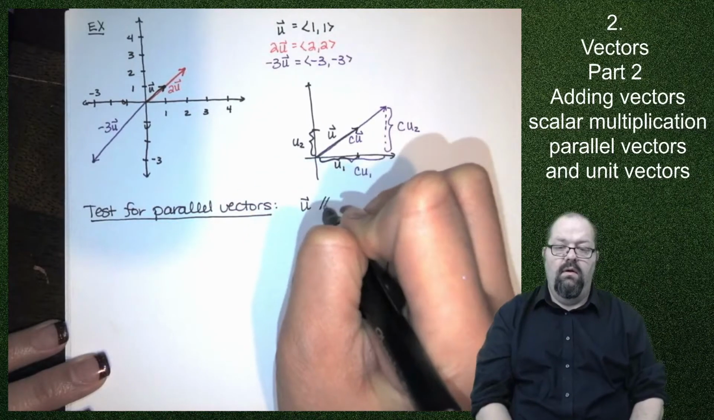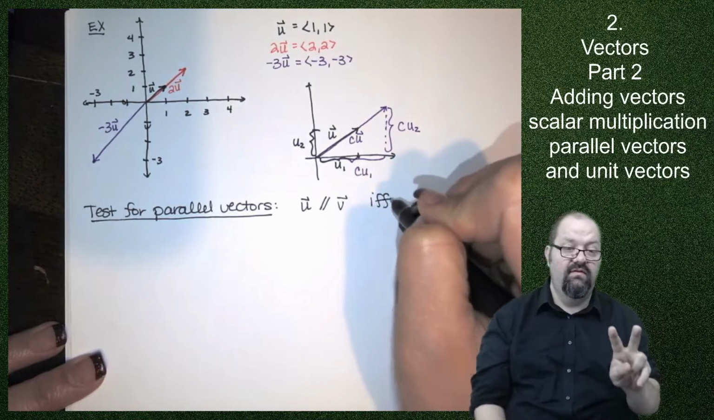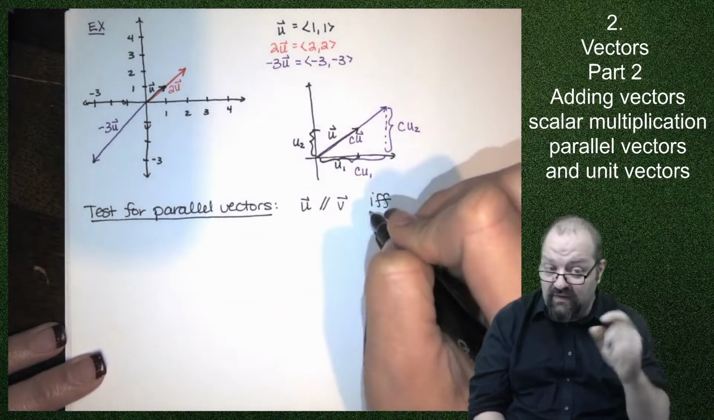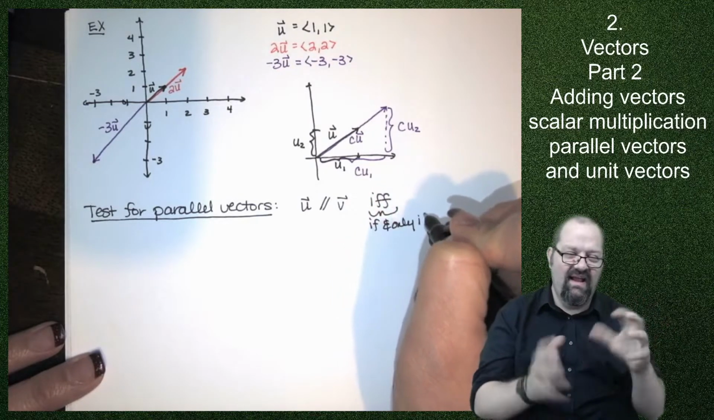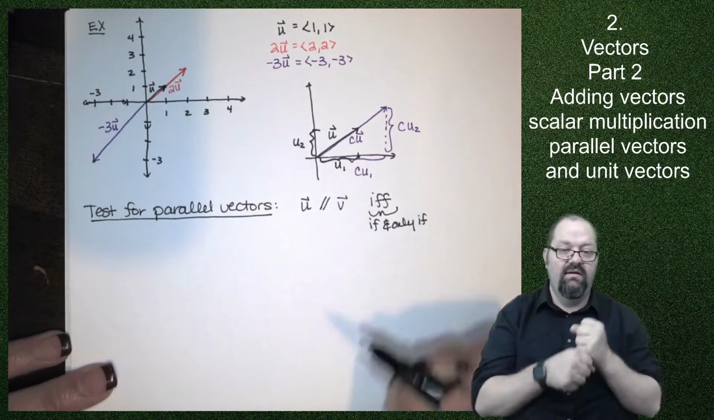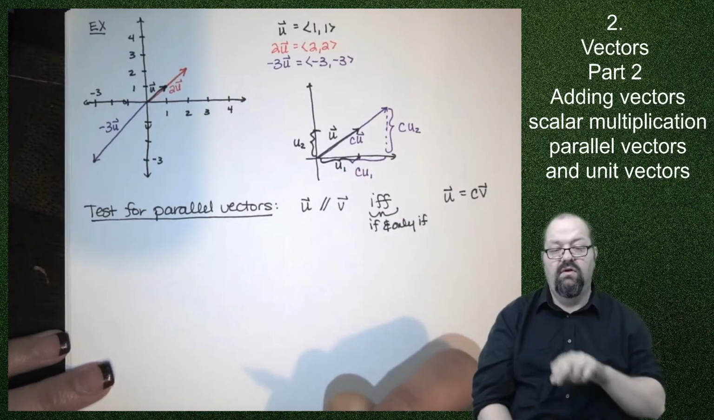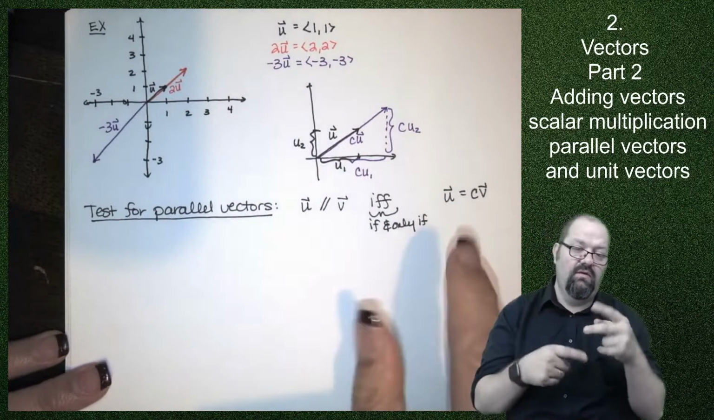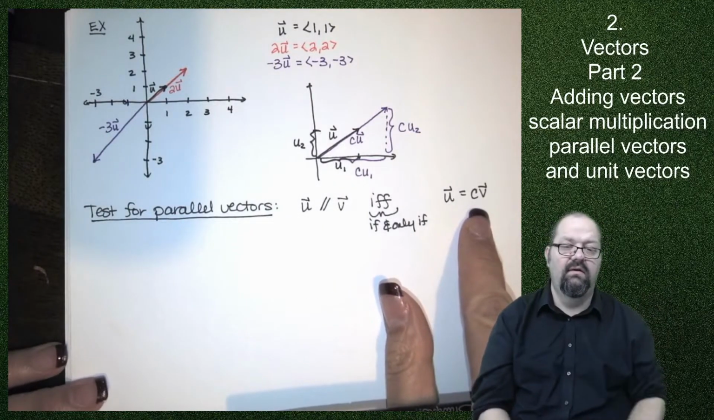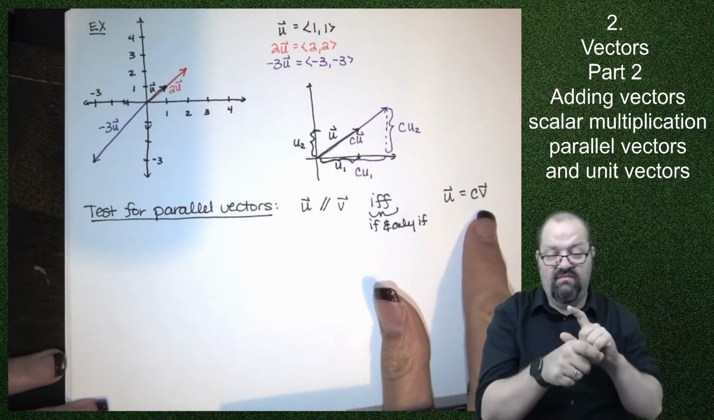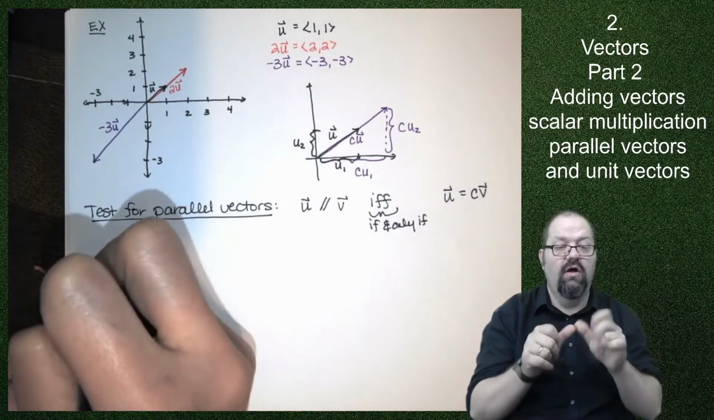The vector u is parallel to the vector v if and only if, not a spelling error, it's just the mathematician's abbreviation for if and only if, u is a constant times v. That just means u is a rescaled version of v. I've just changed the length, or possibly the length and the direction. If they're constant multiples of each other, they're parallel.